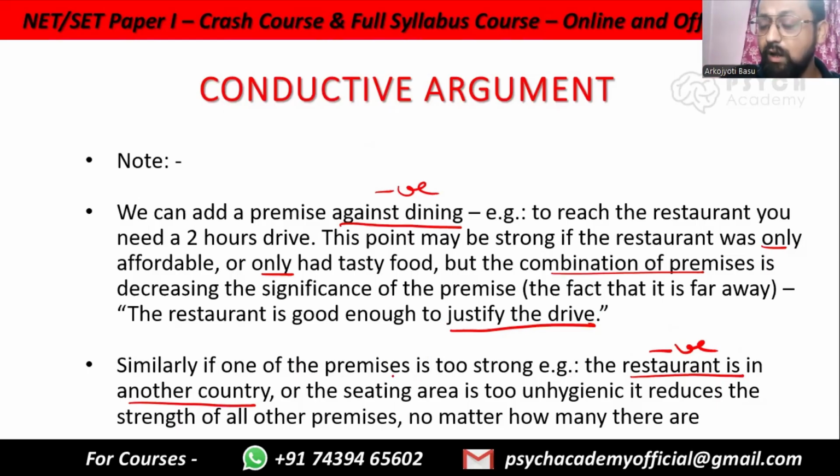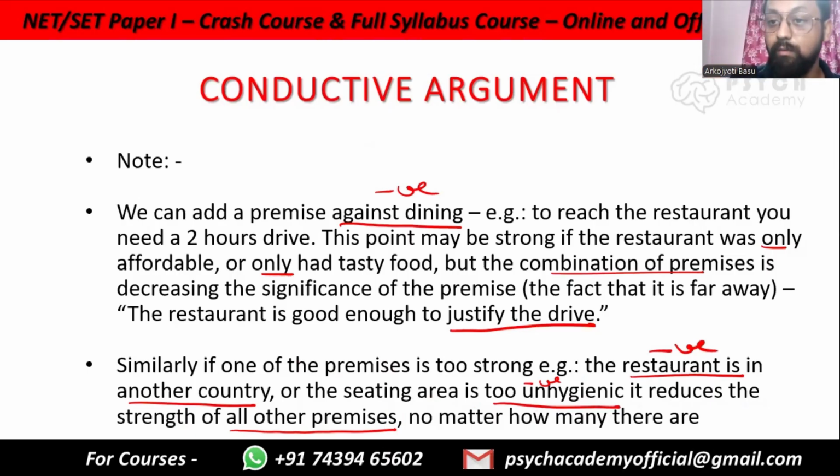Similarly, in a great restaurant that is good in every way, if the seating area is too unhygienic, or if the food is too bad, or if it is too expensive, that one negative reduces the strength of all other premises, no matter how many there are. You may have about 100 reasons for a great restaurant, but one reason, that maybe it is extremely unhygienic, is enough to remove the significance of all the other reasons.